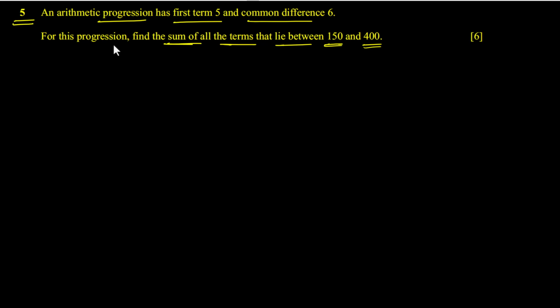So for that, we know the general term is u1 plus n minus 1 into d. So this has to be more than 150. We know the values of both the parameters u1 and d here. So it is going to be 5 plus n minus 1 into 6, greater than 150.